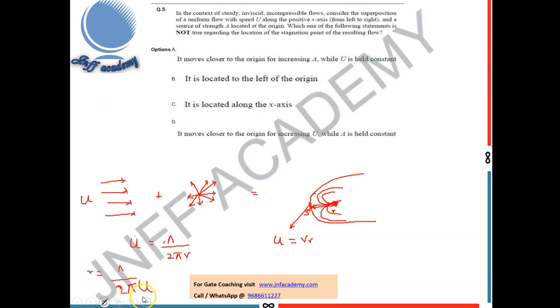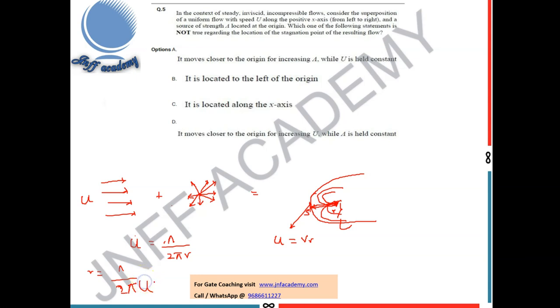Now it's very easy to understand which statement is correct and which is wrong with respect to options A and D. What is option D? The stagnation point moves closer to the origin for increasing U, which means if you increase the U here, the stagnation point will move closer to the origin, provided the strength is held constant.